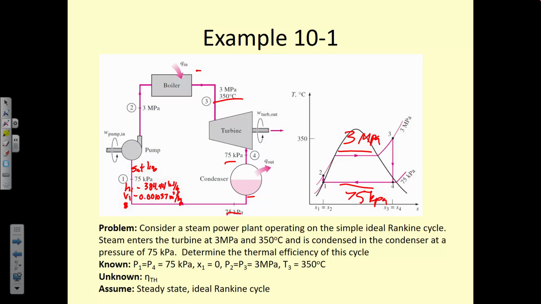That's at 75 kPa. So that's state 1. State 3 is also completely specified and it's superheated. So we can look up at 3 megapascals and 350 degrees Celsius, we find H3 is equal to 3116.1 kilojoules per kilogram.